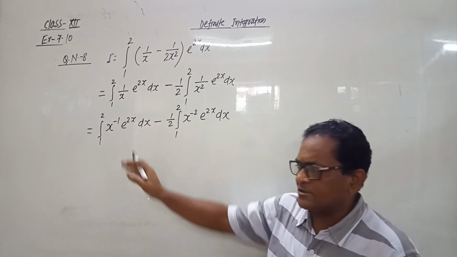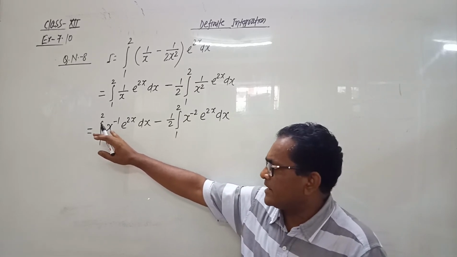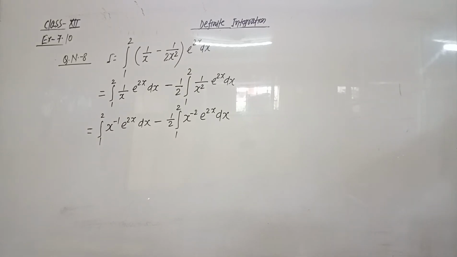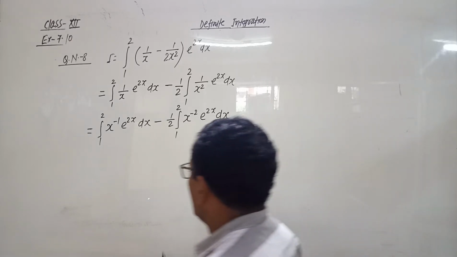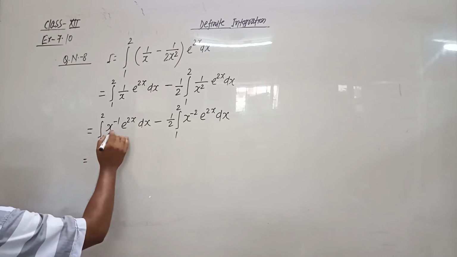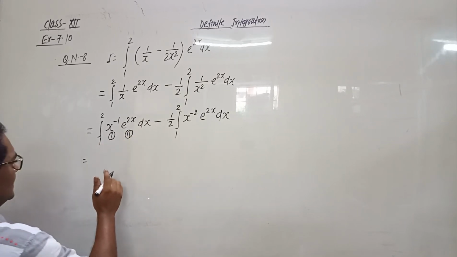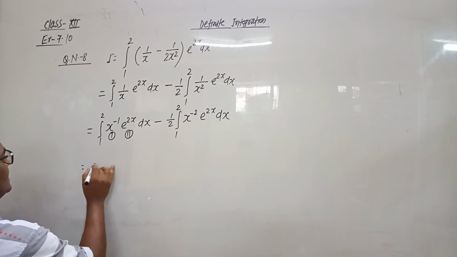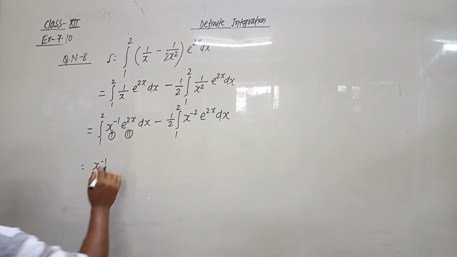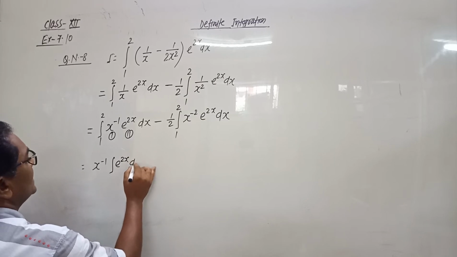So we solve the first expression by integration by parts, in which we take x raised to the power minus 1 as the first function and e raised to the power 2x as the second function, and we leave this expression as it is. So this is the first function and this is the second function. So first function, x raised to the power minus 1, into integration of the second function, so integration of e raised to the power 2x and dx.